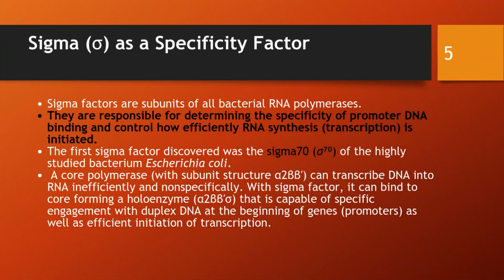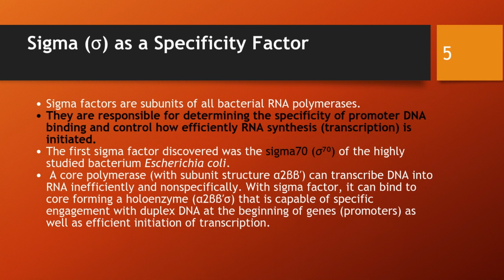This is where the sigma factor comes in. Sigma is a specificity factor. When the core enzyme binds with the sigma factor, it becomes a complete machine called the holoenzyme. The sigma factor's main job is to guide this holoenzyme to the correct starting point on the DNA, which is a region called the promoter. Without sigma, the core enzyme might start transcription anywhere, but with sigma, it initiates efficiently and specifically at the beginning of genes. The most common sigma factor in E. coli is known as sigma 70.